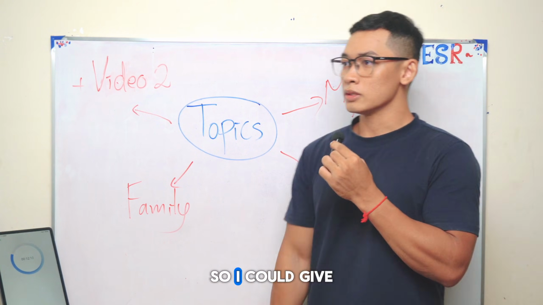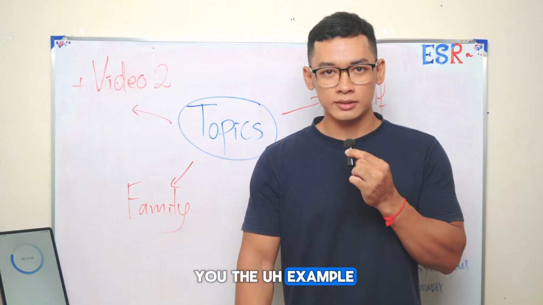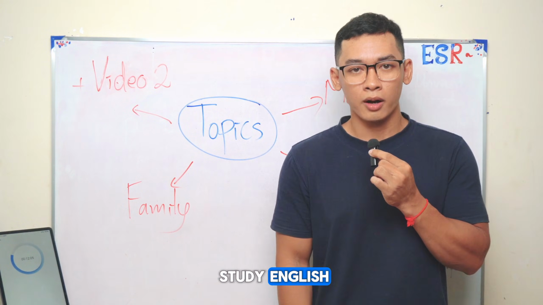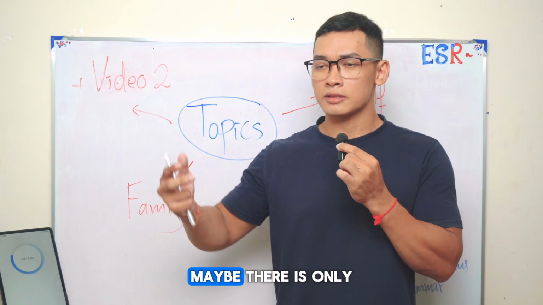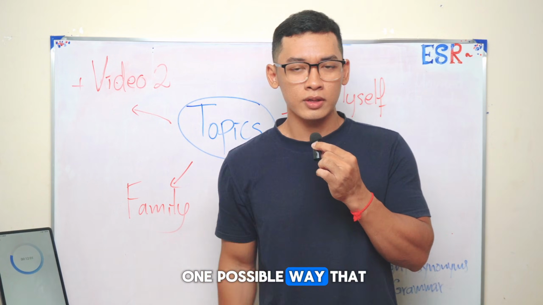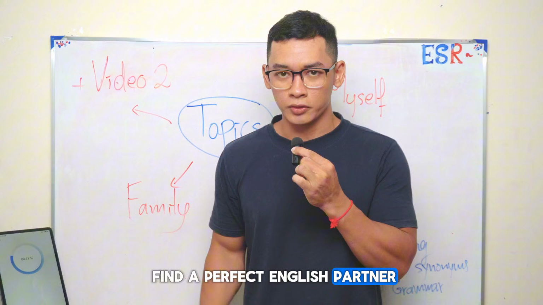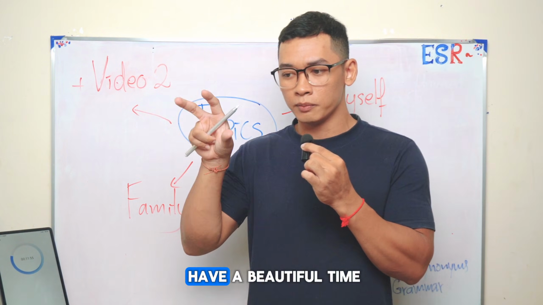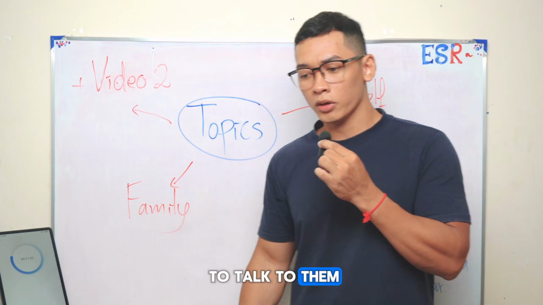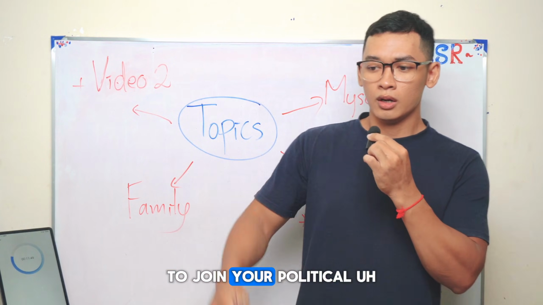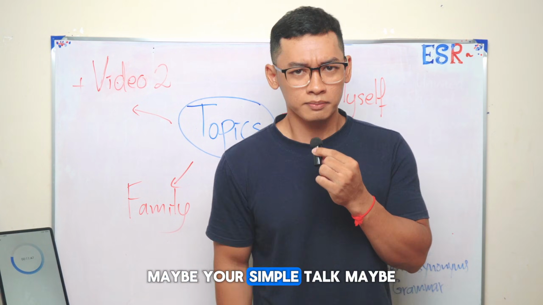So I could give you an example to understand that. For example, when you study English, you possibly think maybe there is only one possible way that you do. Maybe you have to find a perfect English partner, and then you may have a beautiful time talking to them. Or maybe you ask them politely to join your conversation, maybe your simple talk.